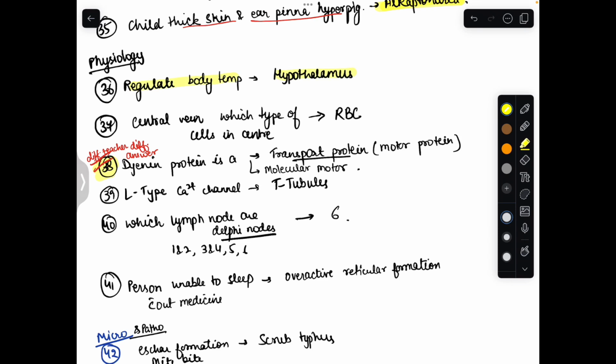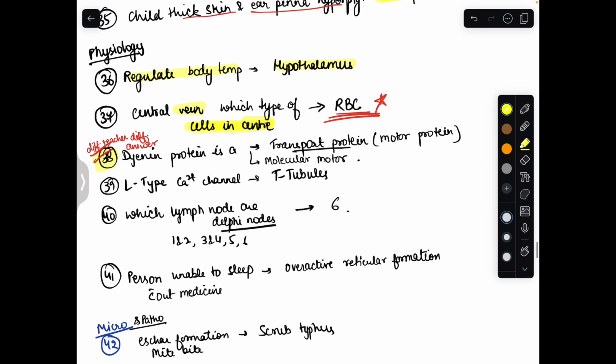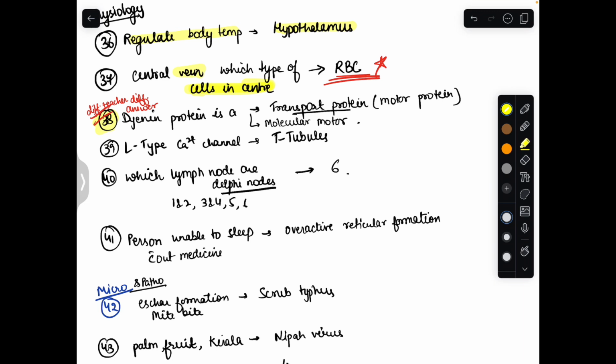For physiology, question number 36: which structure regulates body temperature? The hypothalamus regulates body temperature. Central vein: which type of cells in the center? For this, the teacher said RBC is the correct answer, but I marked it incorrectly in the exam.